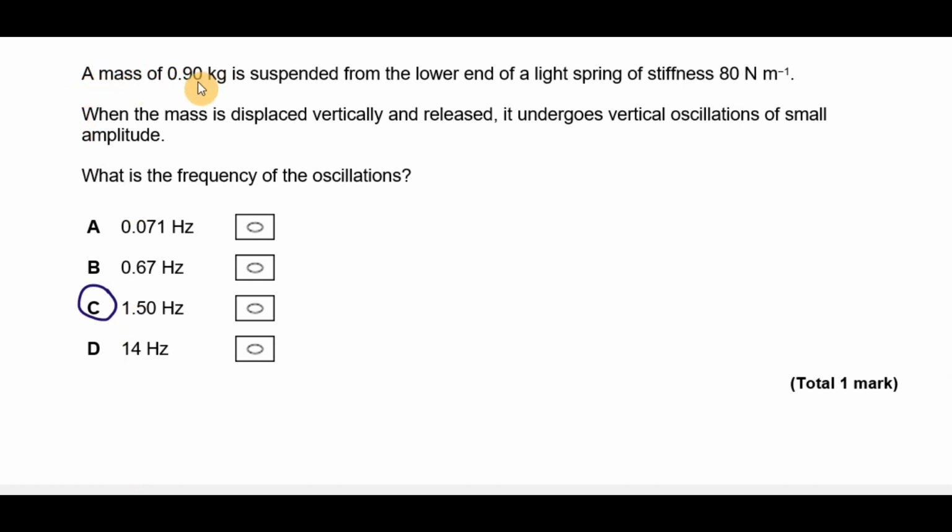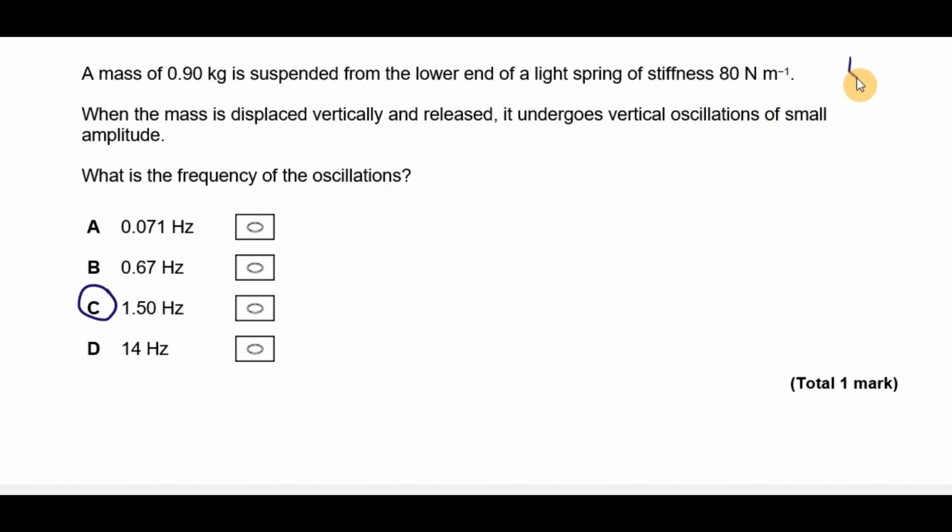So a mass of 0.9 kilograms is suspended from the lower end of a light spring of stiffness 80 newtons per meter. When the mass is displaced vertically and released, it undergoes vertical oscillations of a small amplitude. What is the frequency of the oscillations?